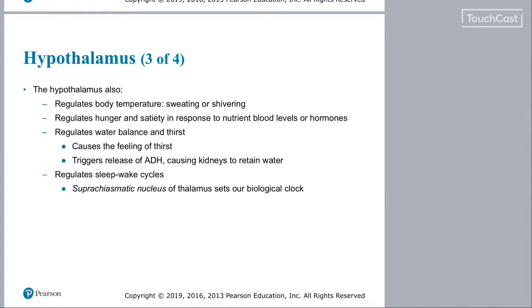So one other important thing that it does is it regulates our sleep-wake cycles. The suprachiasmatic nucleus of the thalamus is what sets our biological clock. Now, in this sense, we don't mean when we're supposed to be having babies, but our biological clock is our sleep-wake cycles. So you've probably seen these newfangled alarm clocks that, instead of pulsing or making some sort of a beep, actually mimic the rising of the sun and the sunlight. So that's supposed to naturally wake you up.